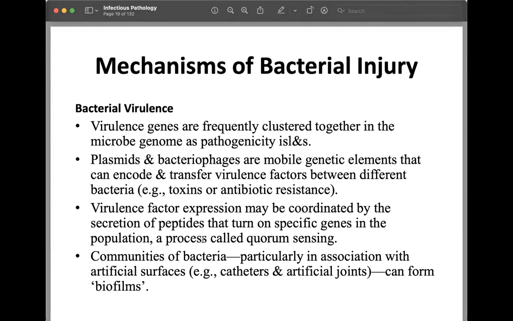Bacteria, on the other hand, have virulence factors, and they are associated with their pathogenicity. Plasmids and bacteriophages are mobile genetic elements that encode and transfer virulence factors between different bacteria. So you have mechanisms in place for the gene of one bacteria to be transferred to another, and this imparts special characteristics to the receiving cell, particularly antibiotic resistance.